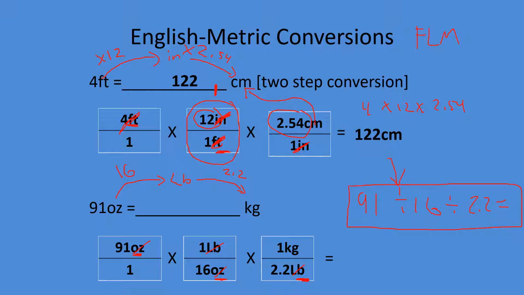So multiply or divide, multiply or divide. That's it. If the number's on the bottom, you divide. If the number's on the top, you multiply. You're just doing fractions. So you get about 2.6. 90 divided by 16 divided by 2.2.